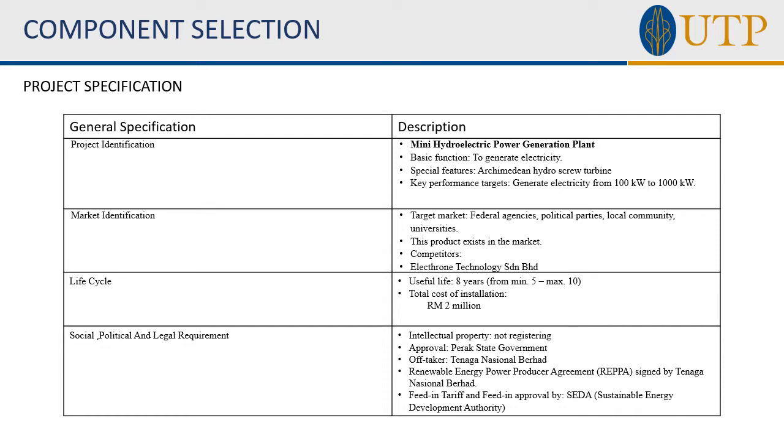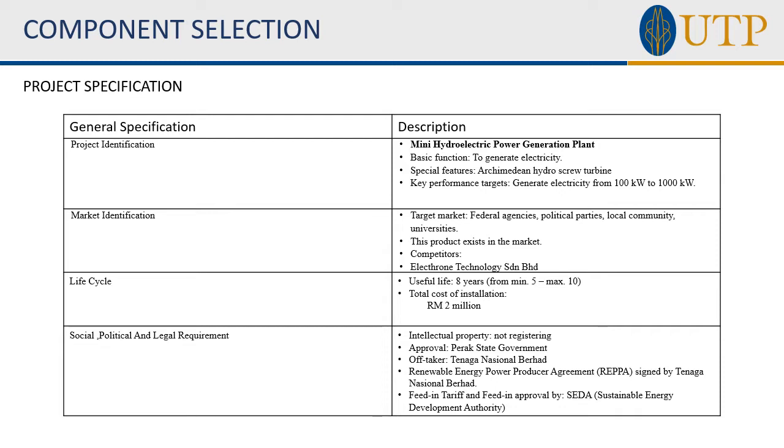Second is market identification. The market target is for the federal agencies, political parties, and local community, as well as universities. All the components exist in the market. And the competitors in the market identification are Electron Technology Sdn Bhd, where they build mini hydroelectric power in other states.